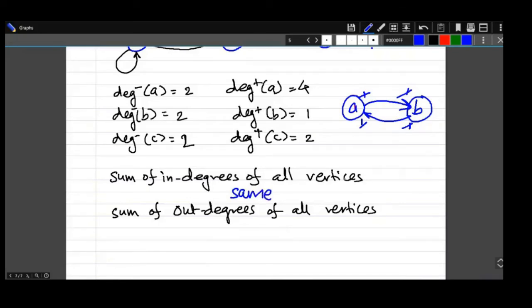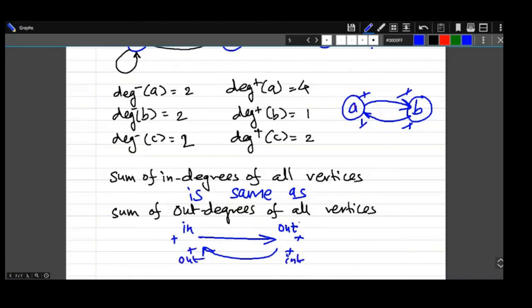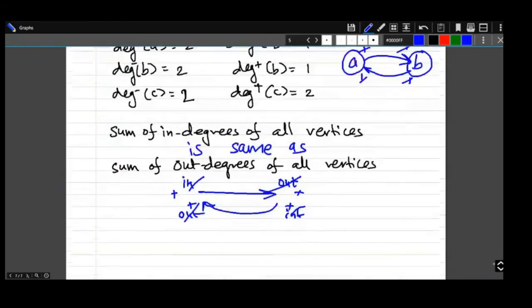So if you sum the in degrees and out degrees, it is going to be the same. The sum of in degrees of all vertices is the same as the sum of out degrees of all vertices, because whenever you have a directed edge, it will contribute to the in degree on this side and to the out degree on that side. You have plus one over here, you will have plus one over here. If you drop one more edge, it will again contribute to the in degree and out degree. So the sum of in degrees and out degrees is always the same. You can put it in a nice theorem.